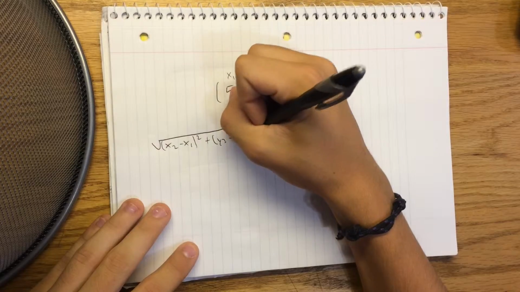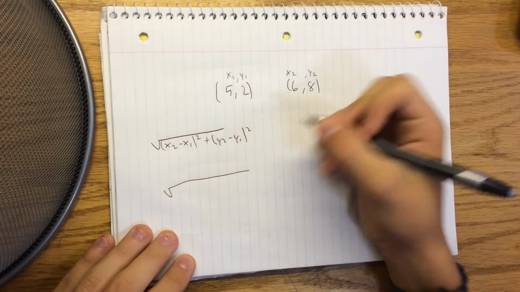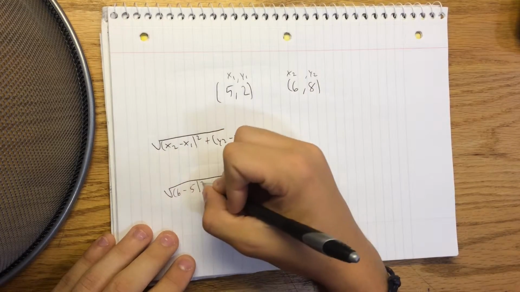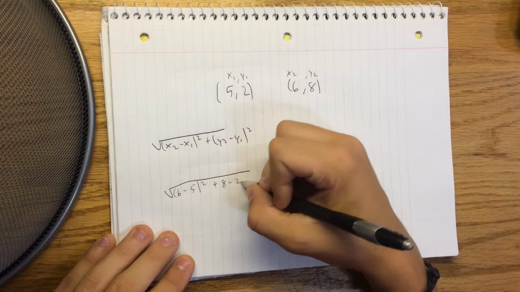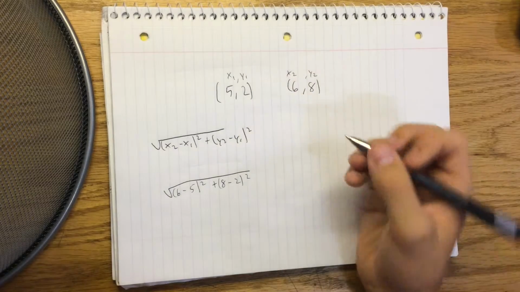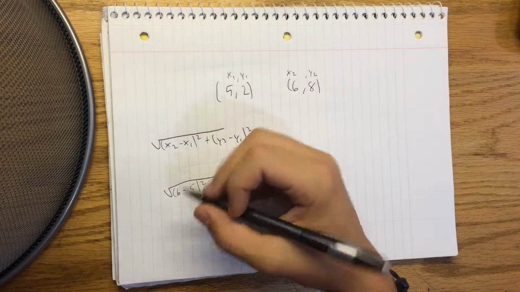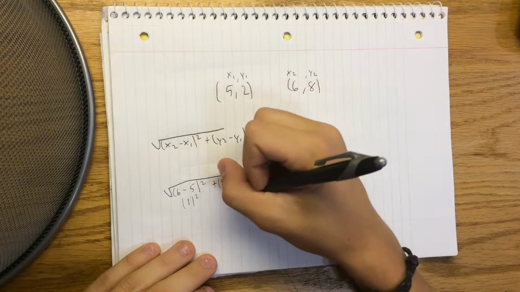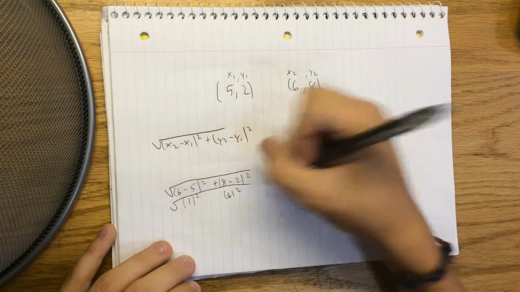Okay, and there's that. So now you just basically plug it in. So now it's the square root of (x2 minus x1) squared plus (y2 minus y1) squared. So now solve it. What you're going to want to do is find the parentheses first. So it's 6 minus 5, that's 1 squared, and this is 8 minus 2, which is 6 squared. And there's still a radical over here.